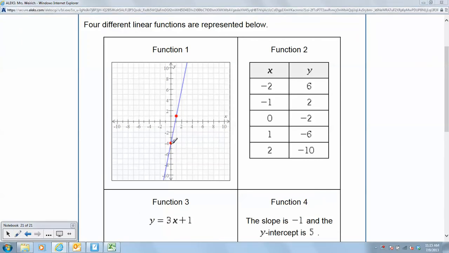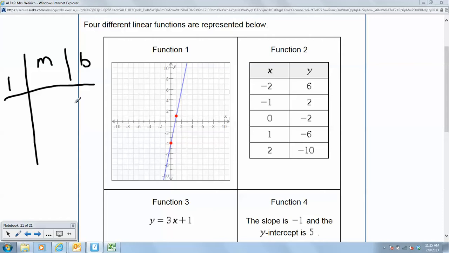I would count from the lower dot up to the higher dot and then over. So this is up 5. This is the way that I would recommend that you do it. For function 1, you have to find the slope and the y-intercept. So I would say that for function 1, the slope is 5 over 1, and the y-intercept is where it crosses the y-axis, which is right here at -4. Then I would do function 2.